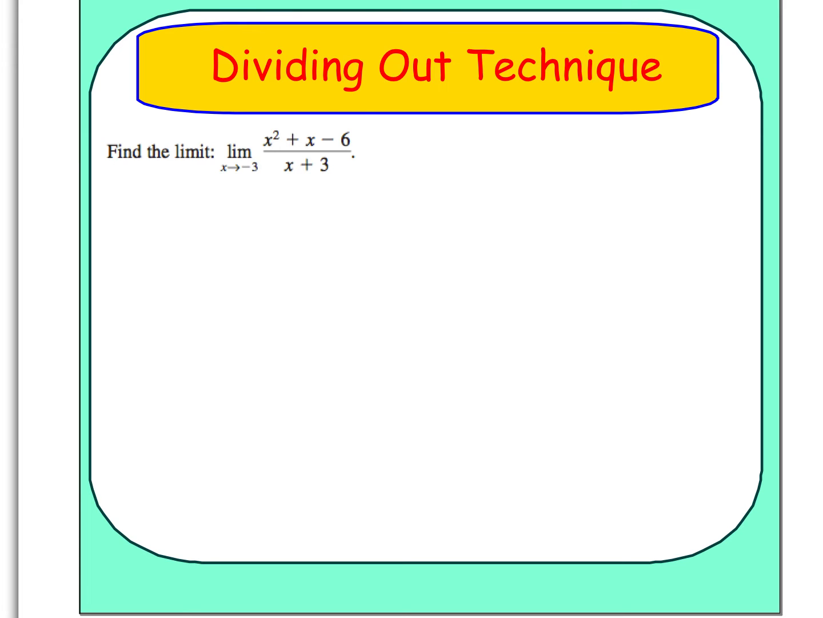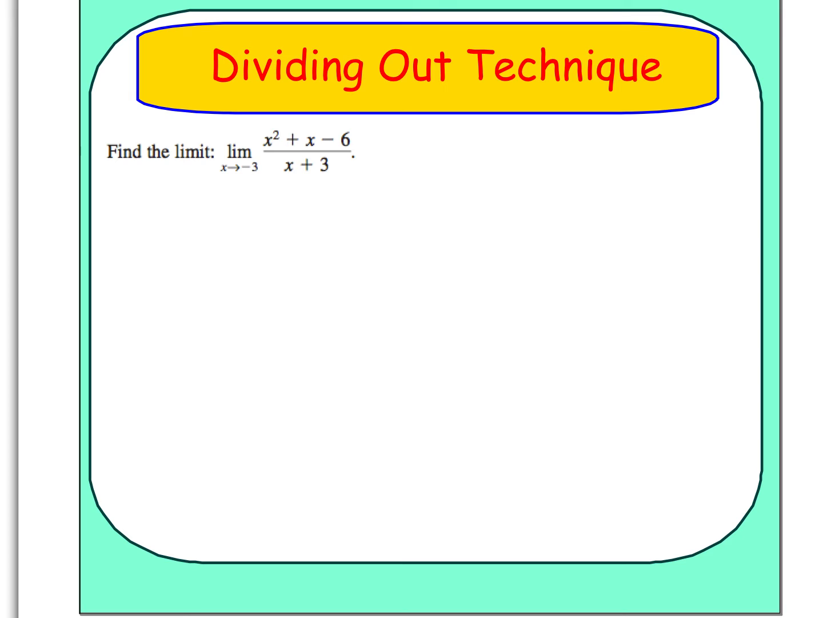What do I get up top? x plus 3 times x minus 2. What do I get up top? I get 0. What do I get on the bottom? 0. Oh snap. What happened? It's going to be a hole. All right. Does that mean the limit exists or doesn't exist? No, that means I've got to keep going.